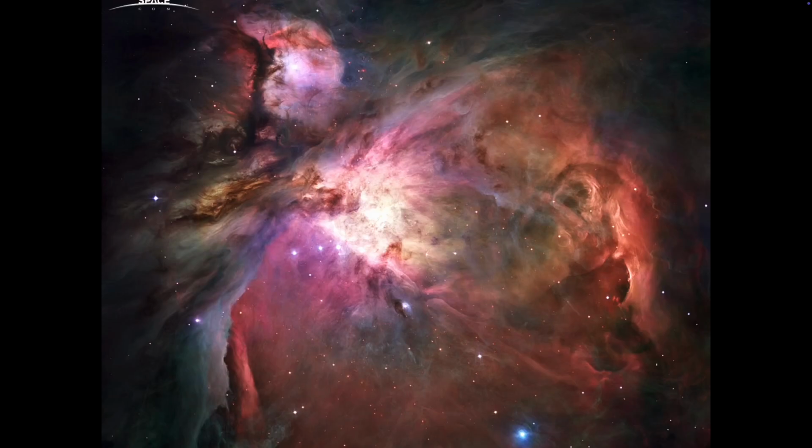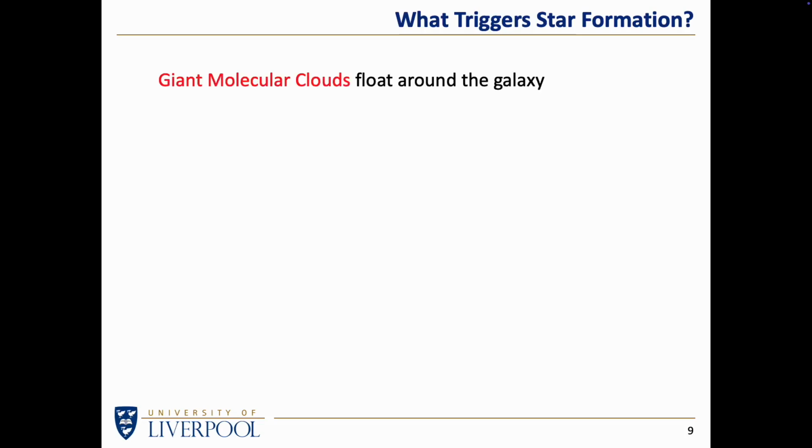So we know what star factories look like. Here's the Great Nebula in Orion, a huge cloud of hydrogen in which stars are being born, especially right at the heart there, as well as in other parts of the nebula. So what is it that triggers star formation? Well, there are large clouds of hydrogen in the galaxy. They're called giant molecular clouds. Why are they called giant molecular clouds?